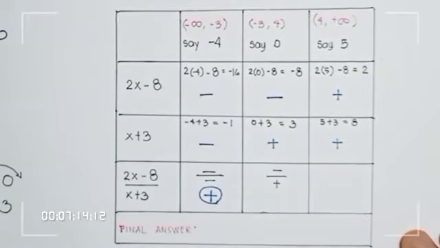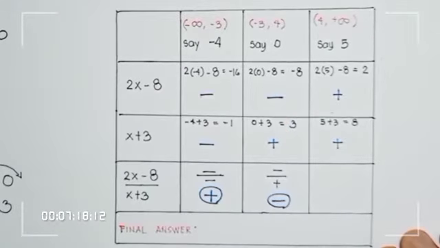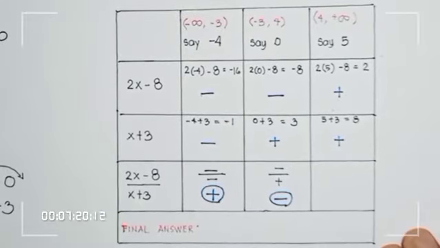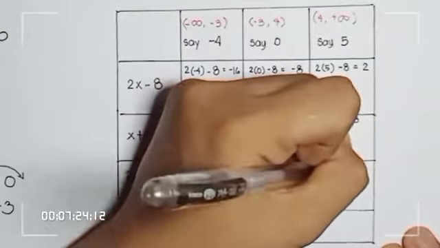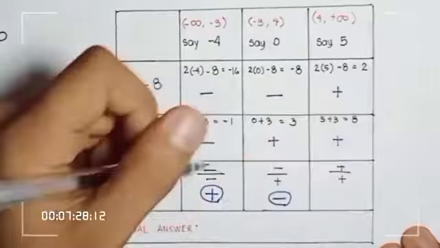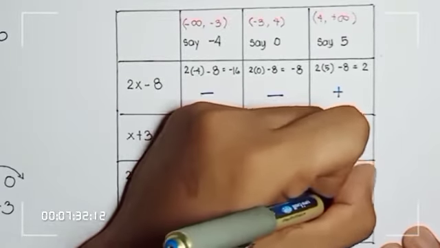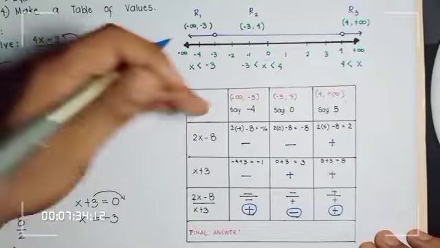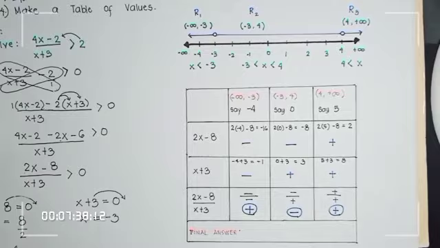We have negative divided by positive. The answer is negative. And then, for the third column, 2x minus 8 there is positive, and then x plus 3 there is also positive. Positive divided by positive, that is positive. And now, we're going to choose from those three regions which is the correct one.